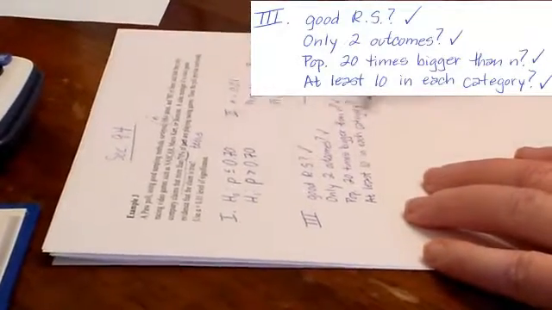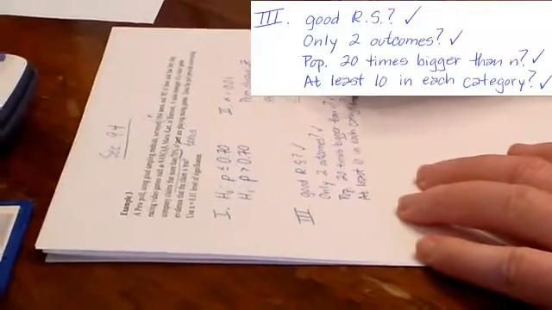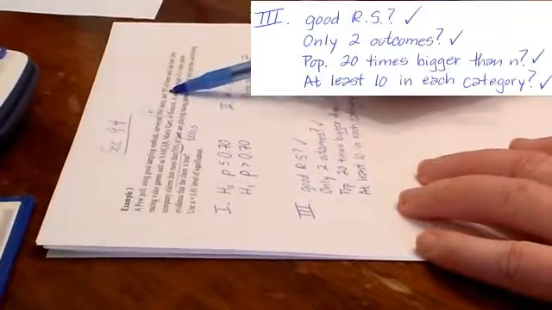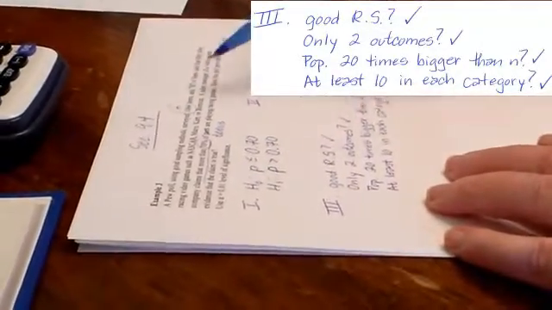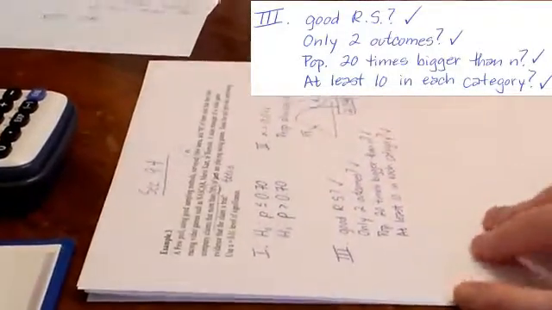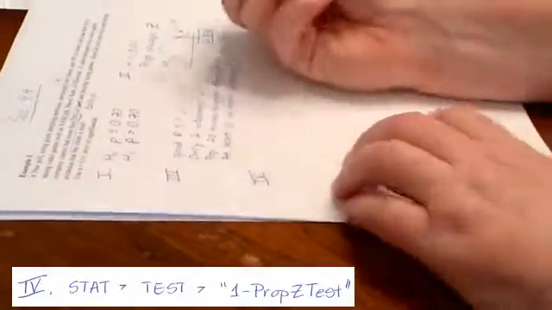At least 10 in each category means I have to have at least 10 people who don't play racing games and at least 10 people that do play racing games. I've got 787 that play racing games. So I've got close to 300 people that don't. So that works. So everything works. This is a good random sample. All the requirements are met. Let's put it in the calculator.